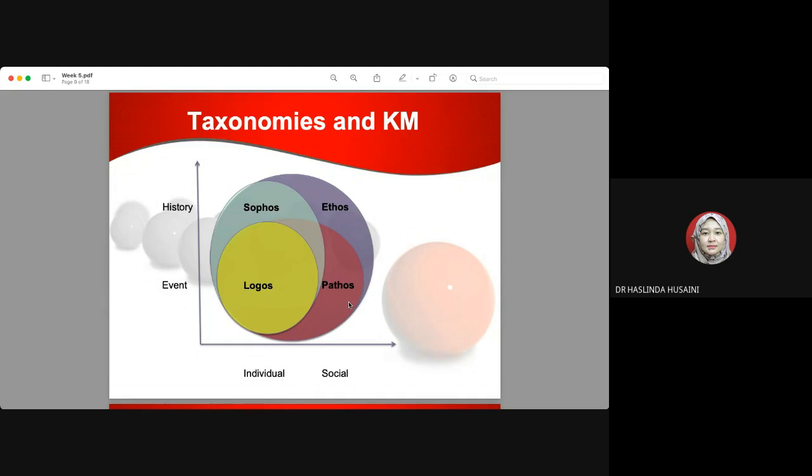All this sebenarnya kita boleh tengok dalam banyak conference, publication, writing, write up related to the taxonomy. You all boleh tengok penulisan berkaitan taxonomy ni dia banyak ataupun sekitar tahun 2000 ke atas dalam journal, proceeding dan sebagainya. Okay.